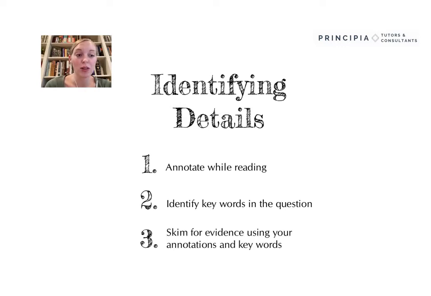There are a couple of tricks for answering these questions correctly. The first one is to annotate while reading. This means jotting down 2 or 3 words about what each paragraph is about while you read. This is going to help you later identify where to look for evidence. The second step is to identify keywords in the question. Pick out the most important words that you're going to want to pay attention to when you get down to your third step, skim for evidence using your annotations and keywords. Skimming for evidence is absolutely key to answering identifying details questions correctly. You have to go back to the passage and look for evidence.